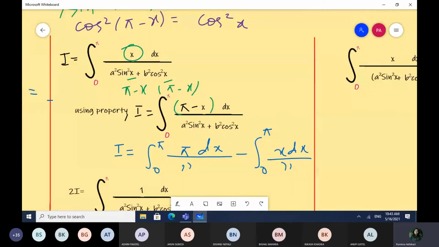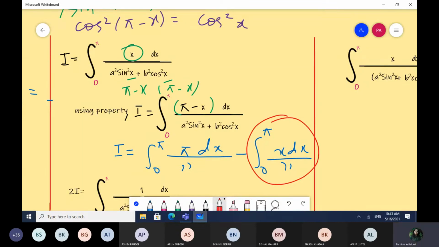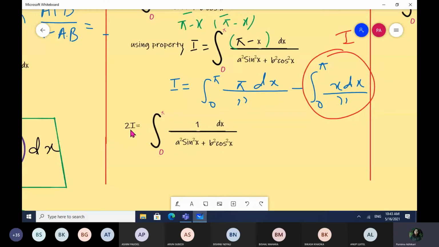Isn't this I? Isn't this I? Yes, ma'am. यो त तिमीको I नै भयो. So you can take this I to the other side, and you will get 2I equals 0 to pi 1 dx, sorry, not 1, pi dx. Yeah, pi dx. This is your pi dx over a square sine square x plus b square cos square x.